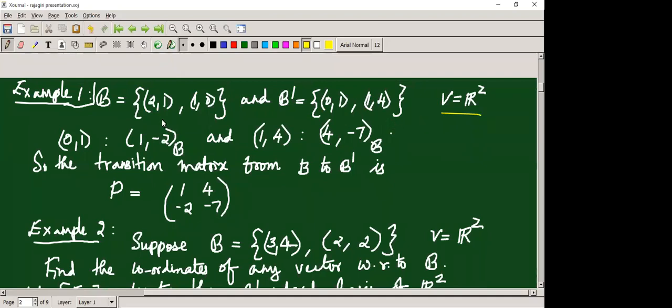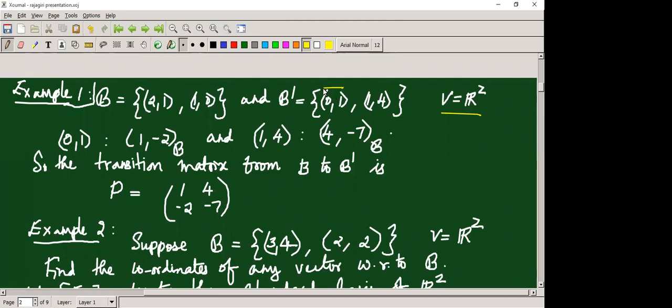So B is equal to (2, 1), (1, 0). So these are linearly independent, so this becomes a basis for R2. This is also a basis: (0, 1), (1, 4). So how can we obtain the transition matrix from B to B dash?